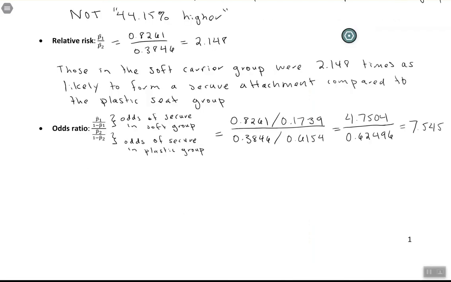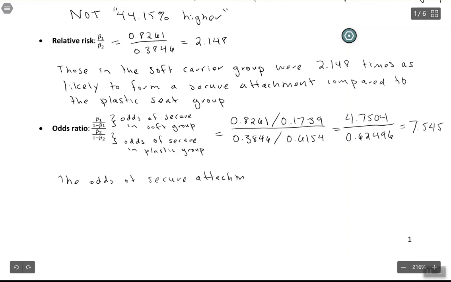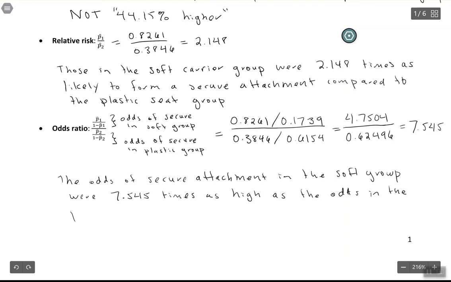And the interpretation of this is very similar to the relative risk. So we would say the odds of secure attachment in the first group, so the odds of secure attachment in the soft group, were 7.545 times as high, so you can tell this sounds similar to a relative risk, as the odds in the plastic group. So if these interpretations are similar, and odds are definitely harder to understand than probabilities, why would they ever use an odds ratio instead of a relative risk?